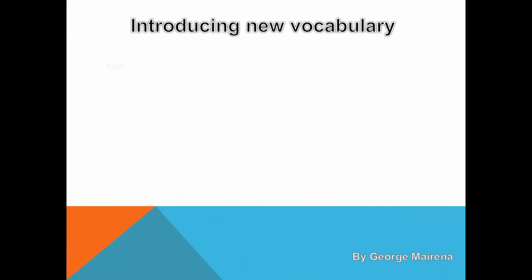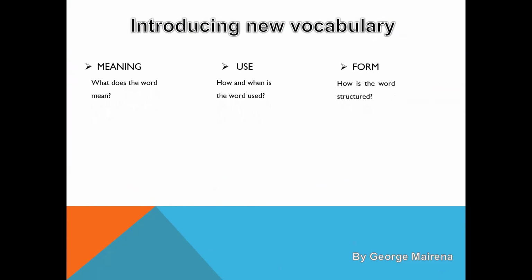Here, now we're going to see how to introduce new vocabulary. There are three important things that we must take into account when introducing new vocabulary, and they are meaning, use, and form. So when we say meaning, what is that? So meaning, what does the word mean? Okay. Use, how and when the word is used. And the form is how the word is structured, okay? So let's see an example.